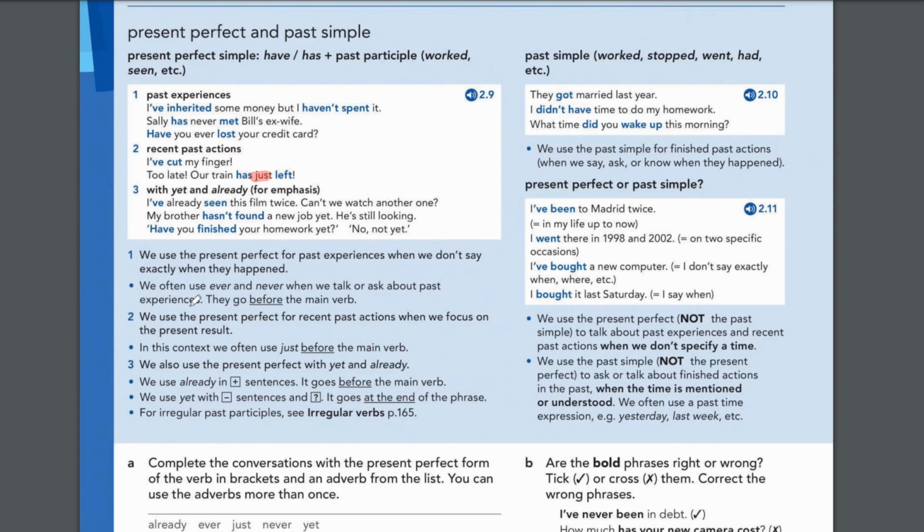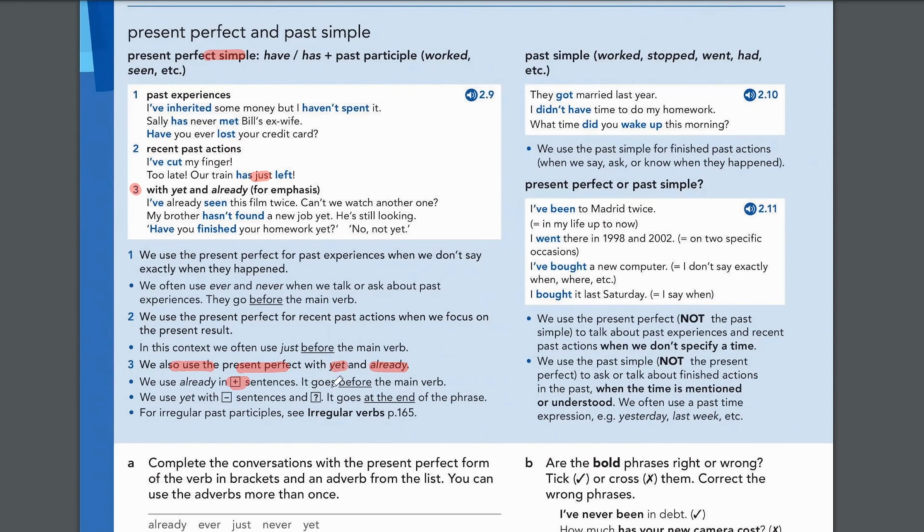Right. Second is also gone. Third, we also use present perfect simple with yet and already. We use already in positive sentences to say that something has happened before my expectation, or earlier than my expectation.